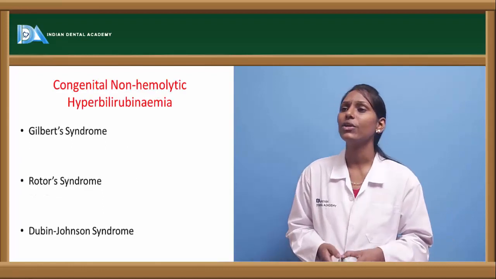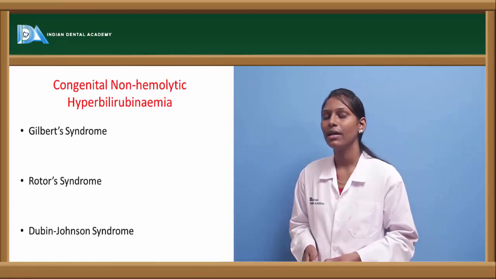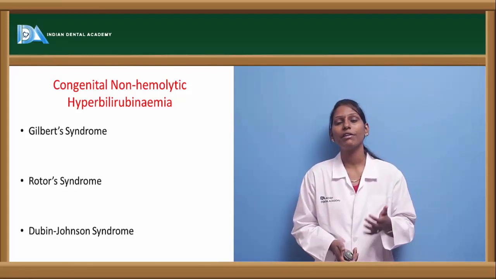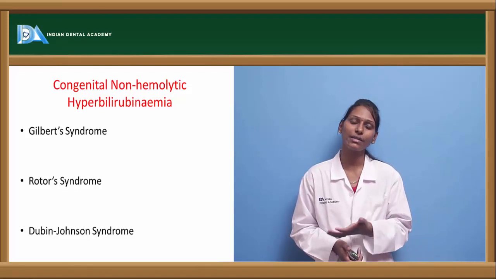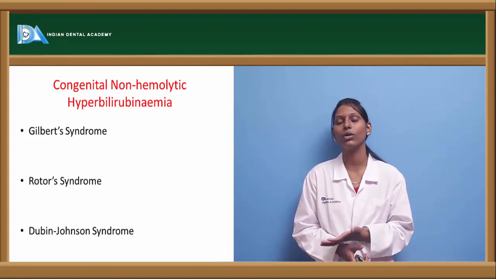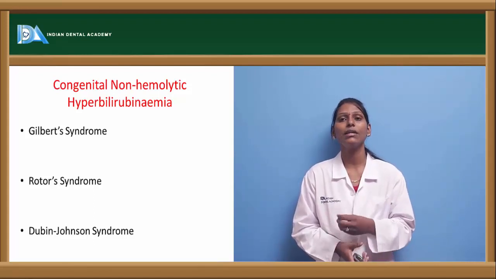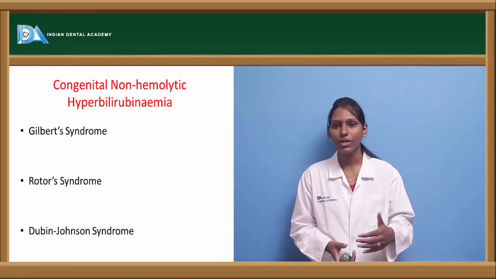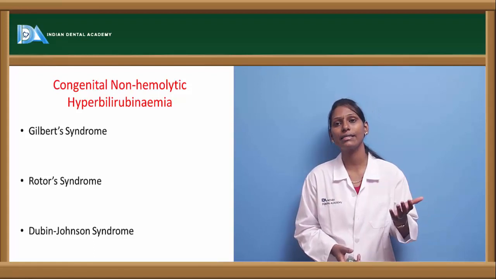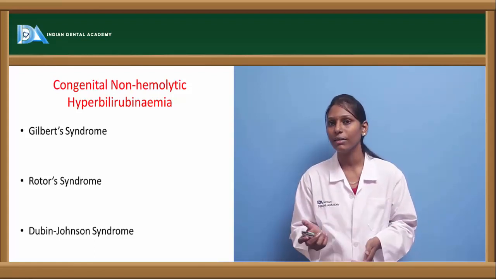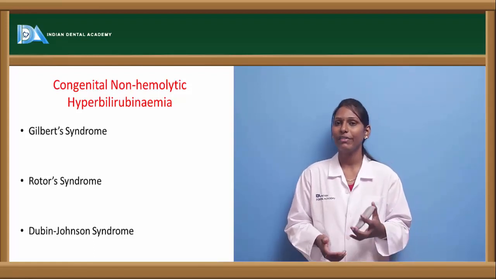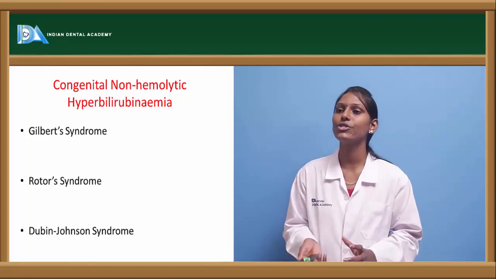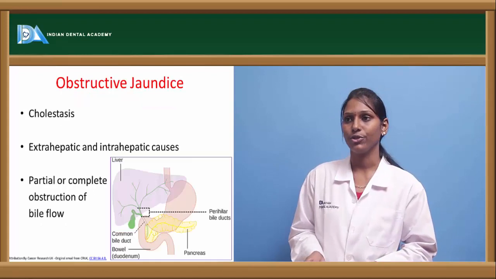Coming to congenital non-hemolytic hyperbilirubinemia, as we discussed in bilirubin metabolism, if the UDP glucuronyl transferase enzyme doesn't function properly in the conversion of unconjugated bilirubin to conjugated bilirubin, then it can result in congenital non-hemolytic hyperbilirubinemia. Various syndromes associated with this include Gilbert syndrome, Dubin-Johnson syndrome and Rotor syndrome.